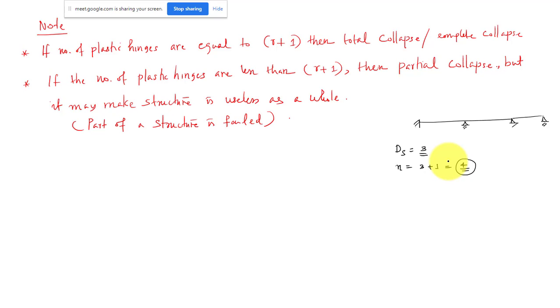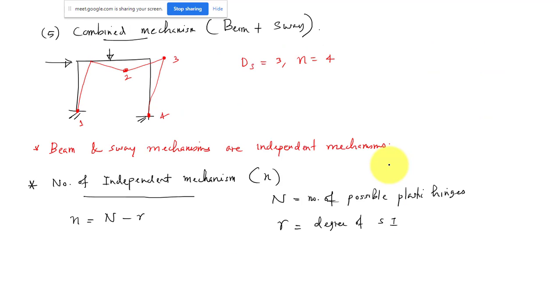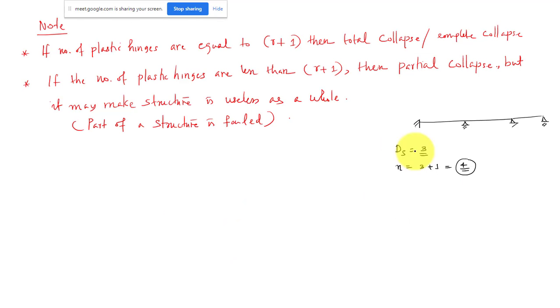But how many mechanisms are possible here? The number of independent mechanisms, as per this slide, is n. The number of mechanisms possible is equal to capital N minus R. So what is the capital N? That is the number of possible locations for the plastic hinge. Let me take some loading like this. Then what is the value of N? N is the number of possible locations for the plastic hinges.